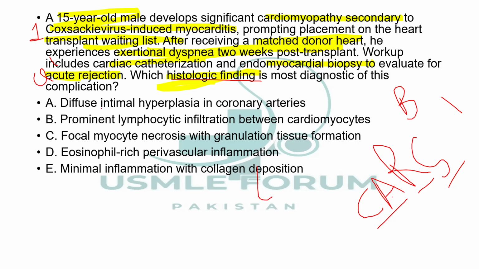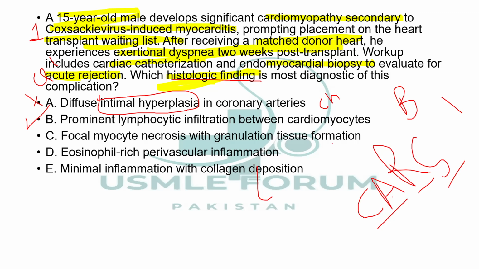Okay. Diffuse intimal hyperplasia in coronary arteries. Now, this is just about knowing this factoid that this is the wrong answer, because this is talking about chronic rejection. This is not an acute process. Hyperplasia is a chronic process. This does not happen acutely. Next, prominent lymphocytic infiltration between the cardiomyocytes. This is basically our correct answer. Why is it correct? We'll look at it in a bit.